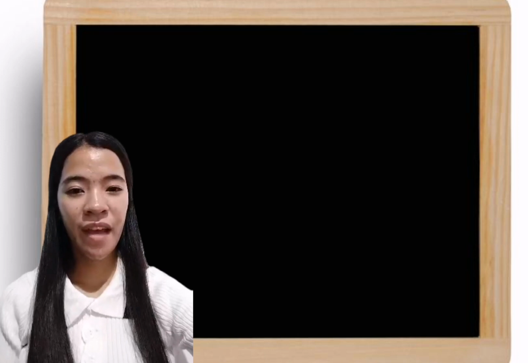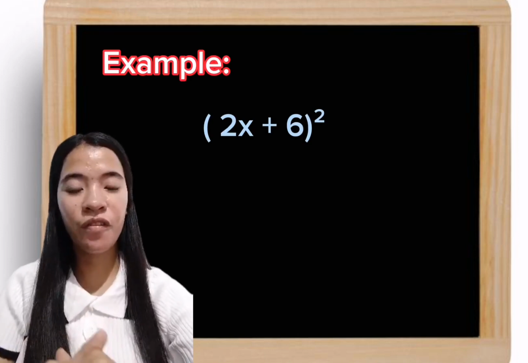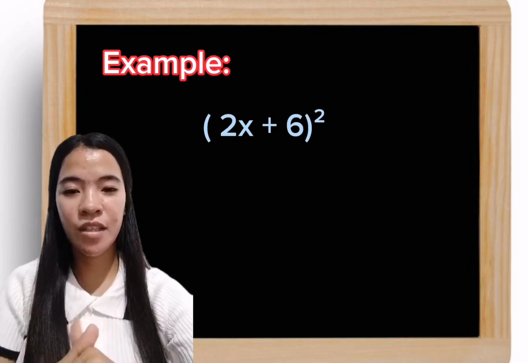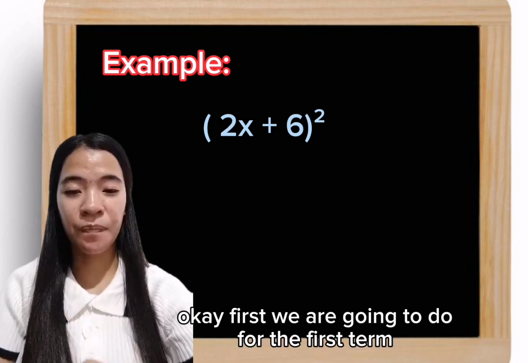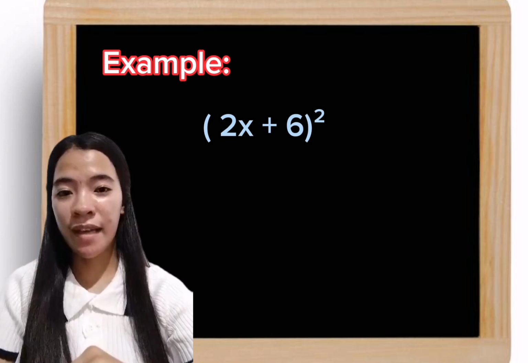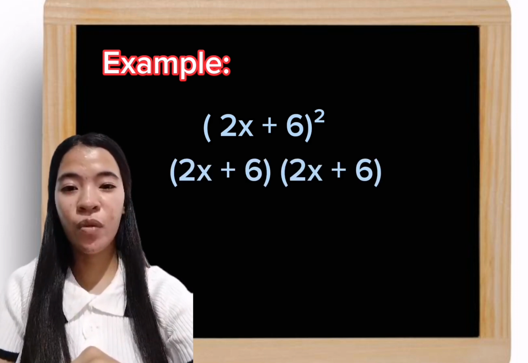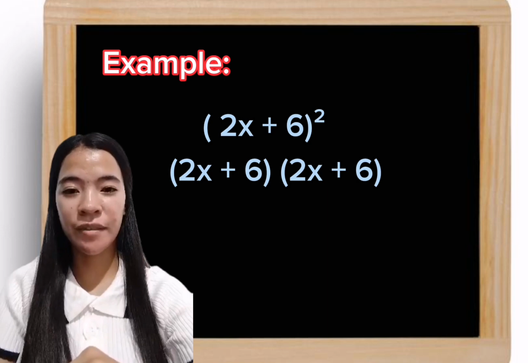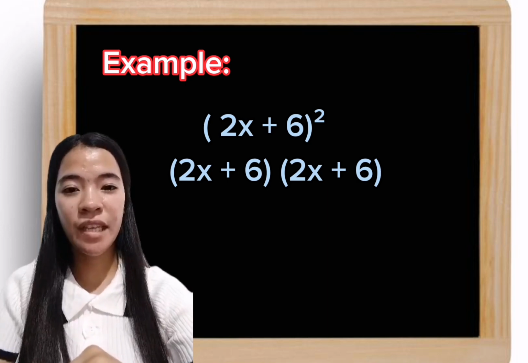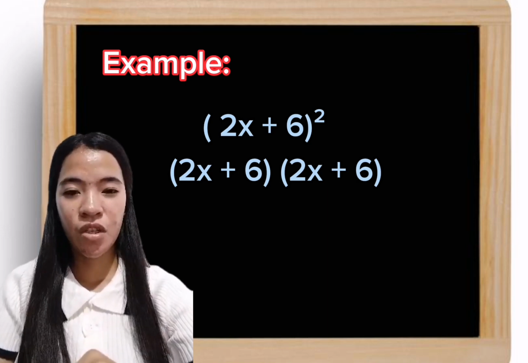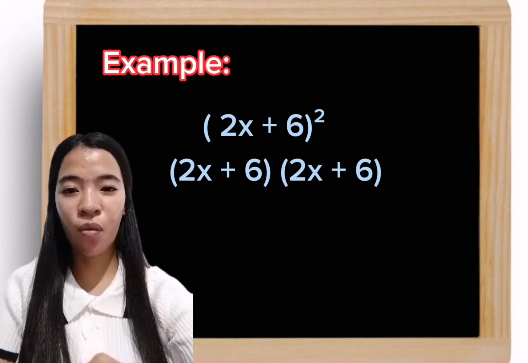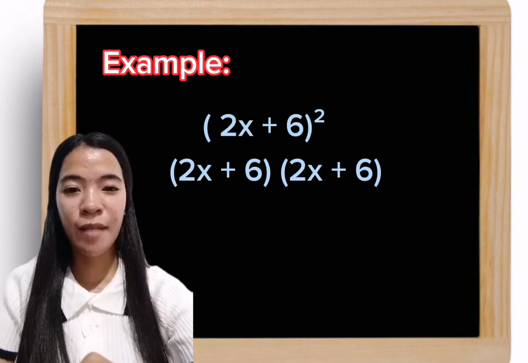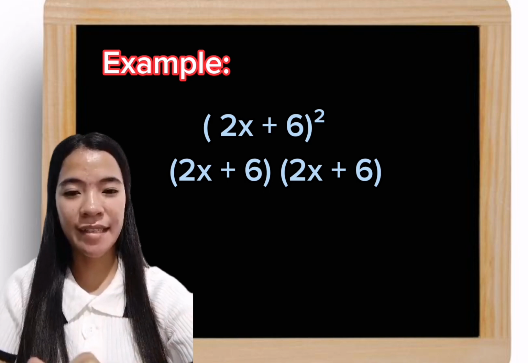For example, we are given the quantity of 2x plus 6 squared. Okay, first, we are going to look for the first term. So let's multiply 2x by 2x. Then we will have 4x squared. Now, let's proceed with the middle term. So we will multiply the 2x and 6. So now we have 12x. Then multiply it by 2, which will become 24x.